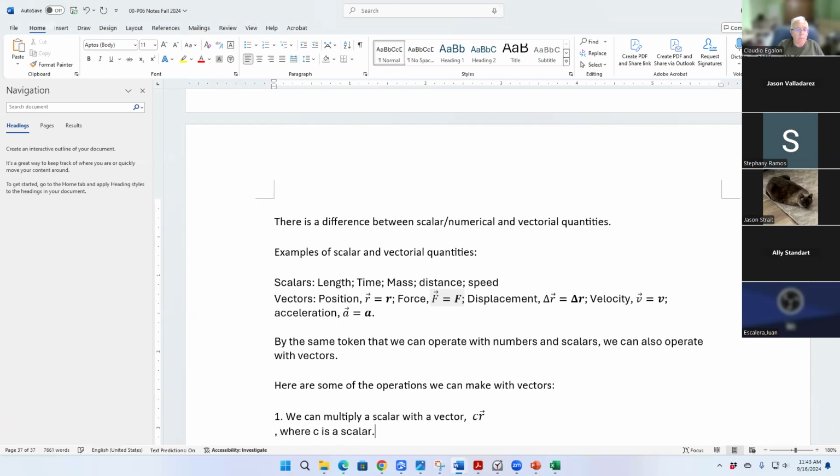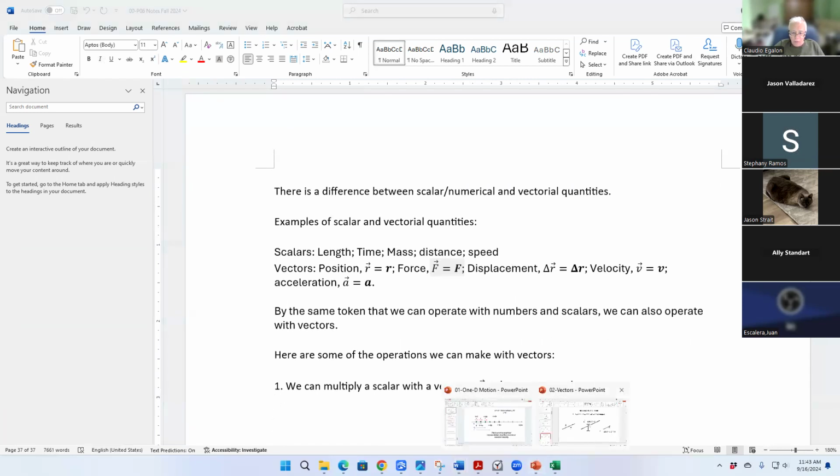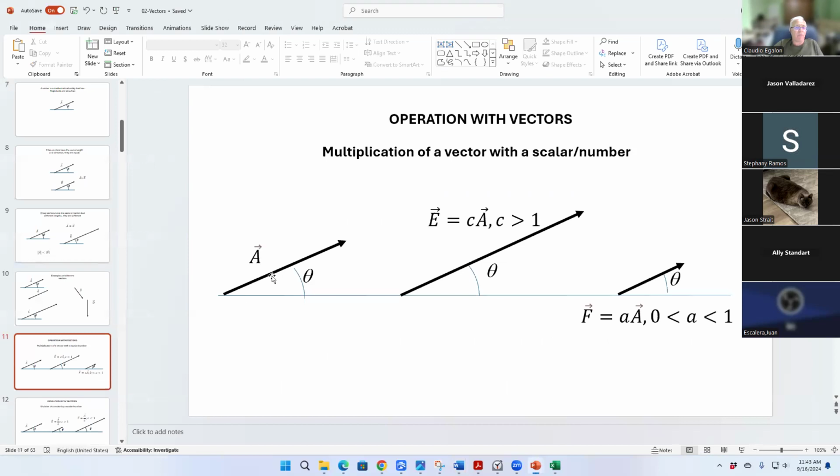Scalar. And here is an illustration. Here you go. If I have this vector A and I multiply a number C, a scalar C, by A, where C is greater than 1, then the vector A becomes longer. It's no longer vector A. I'm calling it now vector E. Okay?